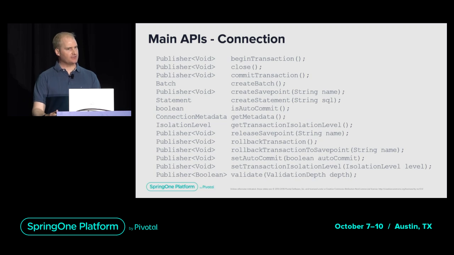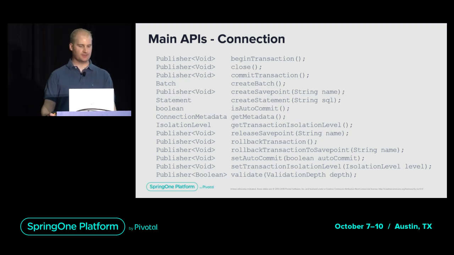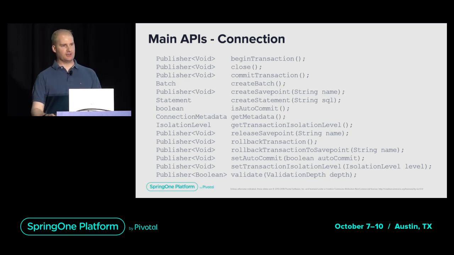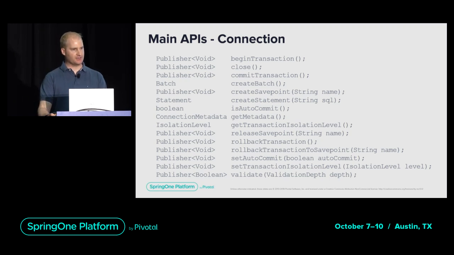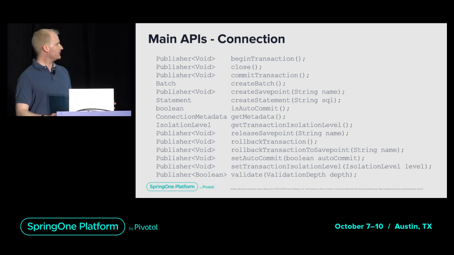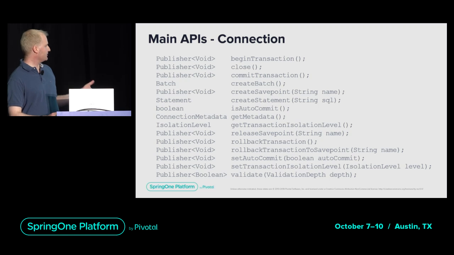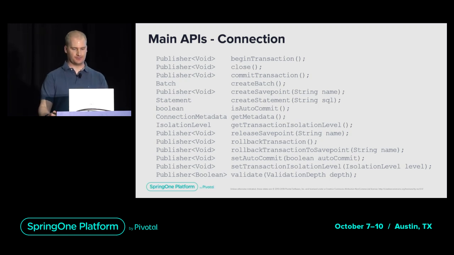The connection looks like this. It's pretty standard. If you look at it, you can immediately understand what the methods do. There's lots of transaction handling, so starting transactions, committing, rolling back, creating save points. There's some methods for getting connection status, like is it in auto commit mode, what's the isolation level. And also there's methods for creating statements, so either statement batches, multiple statements, or single statements. And as you can see here, most of the methods' return values are actually reactive stream types.